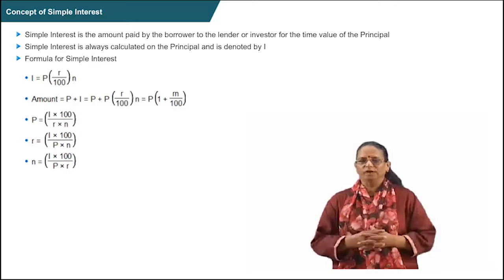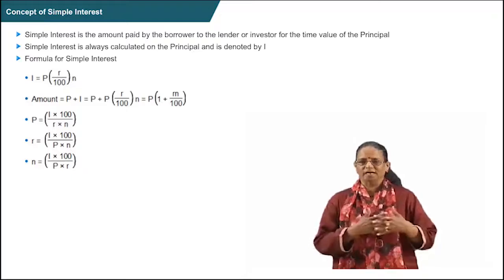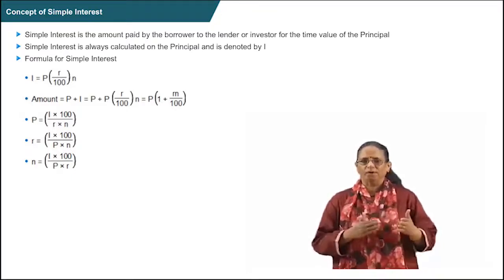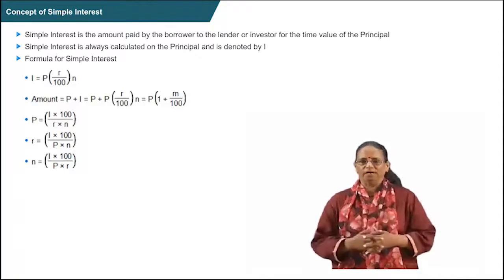Suppose we need to find out the principal. Then we can use this formula, I into 100 whole upon R into N. Same way, if I want to find out the rate of interest R, that can be calculated using the formula I into 100 upon P into N. If I want to find out the value of N, that can be found out using the formula I into 100 upon P into R. Now let's apply whatever little concepts we have learned so far with the help of example number 1.